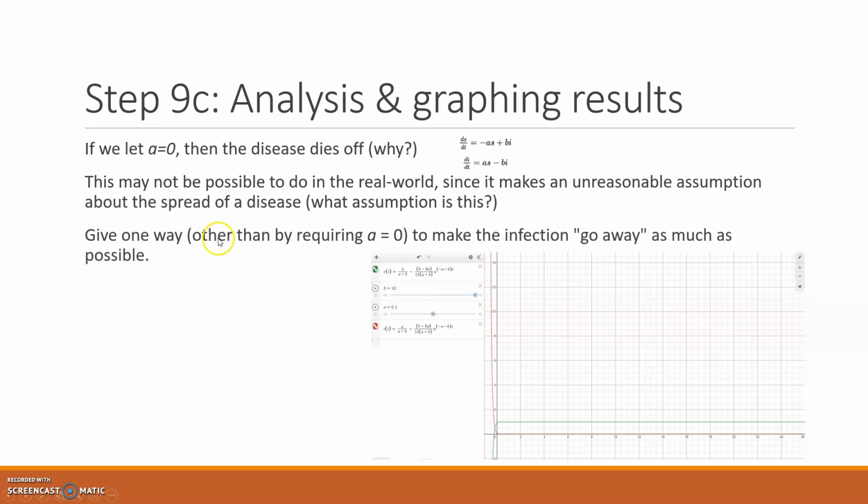And give another way besides a equaling 0 to make the infection go away as much as possible. To do this, you'd have to have an infinitely large b value. Well, it doesn't have to be infinitely large, but here I have b equals 10 and a equals 0.1. So b has to be large and a has to be really small. If you do that, then you can see that the susceptible population is near 1, while the infected population is near 0.